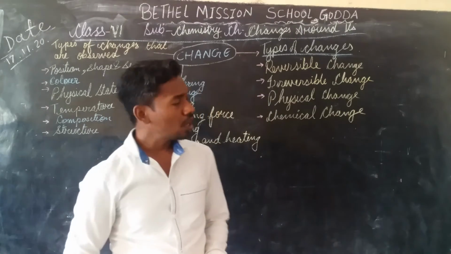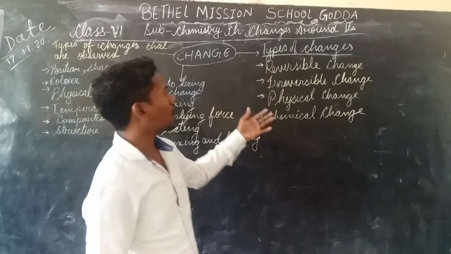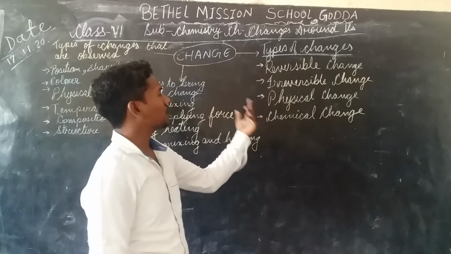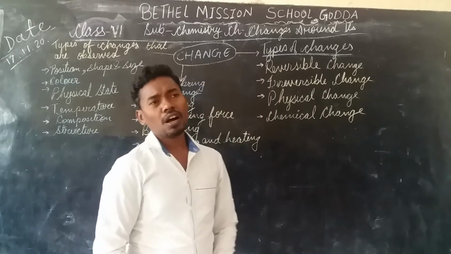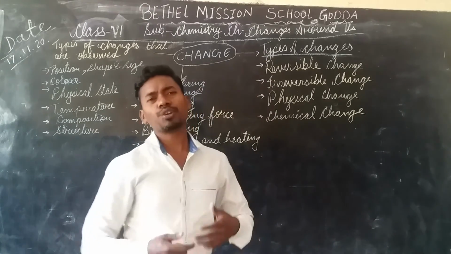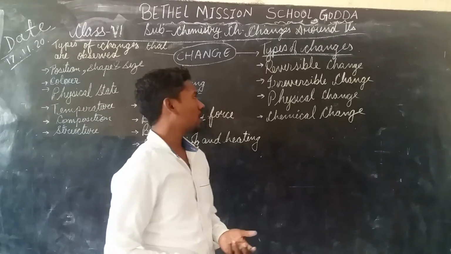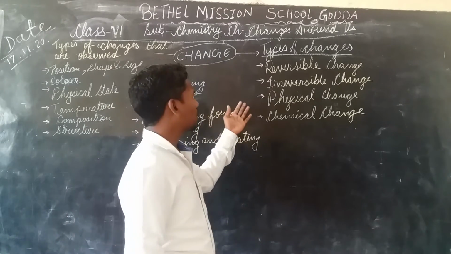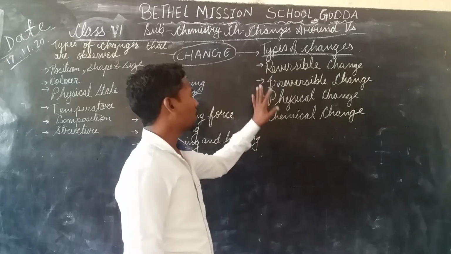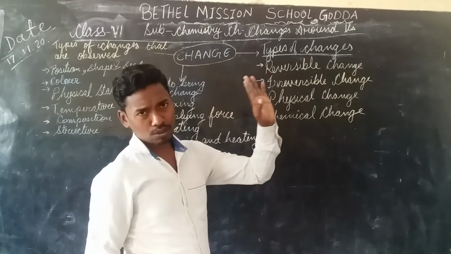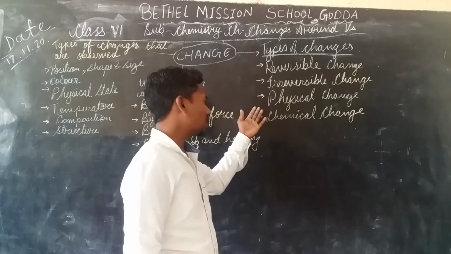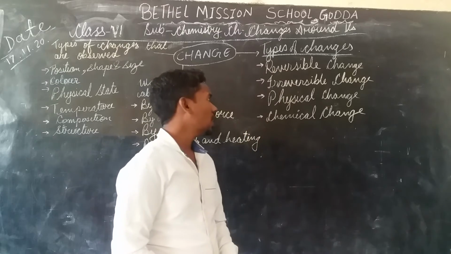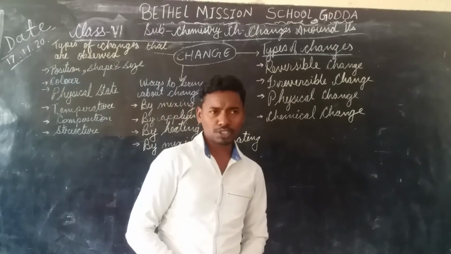Okay. Now I will look at the types of changes. There are various types of changes that are available. It depends upon us how we want to classify them. Okay, but basically they can be classified into four types. The first type is reversible and irreversible, two types. Okay, and the second change is physical change and chemical change. The reversible and irreversible changes.